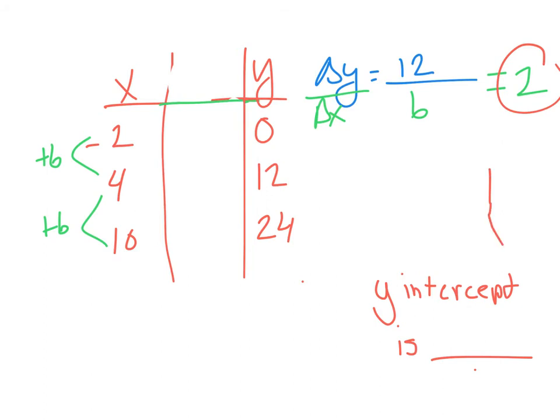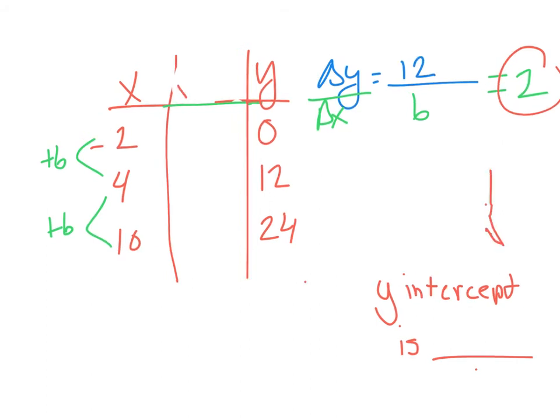Remember, we call this the process. All right, so when I multiply negative 2 times my slope of positive 2, that gives me negative 4. Remember, I'm trying to get a 0. All right, well, let's look at that. 4 times 2 gives me 8. 10 times 2 gives me 20.